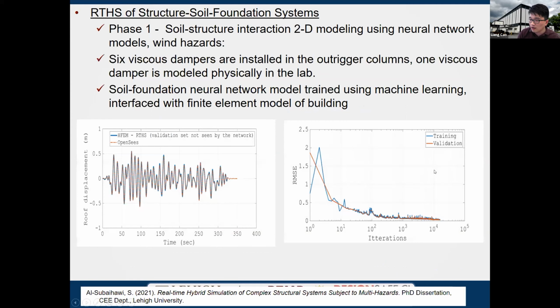And here are some results. First, we did the training on the neural network, and then we also validated it to minimize the error. You see that the hybrid simulation results match very well with the OpenSees results. The reason is that although we are adding a physical nonlinear viscous damper, because our excitation is wind hazards, the structure behavior is basically linear. So the physical viscous damper will not differ that much from the numerical damping models.